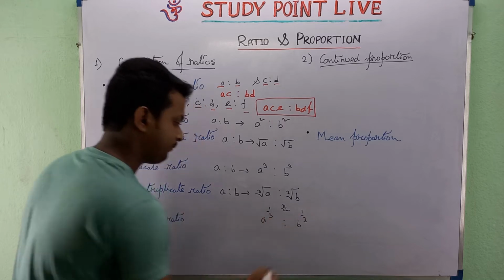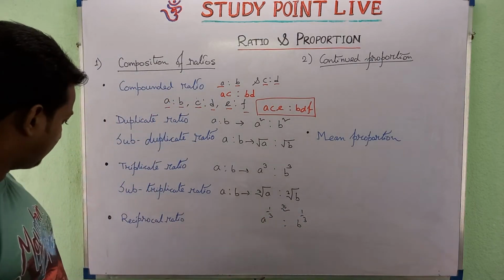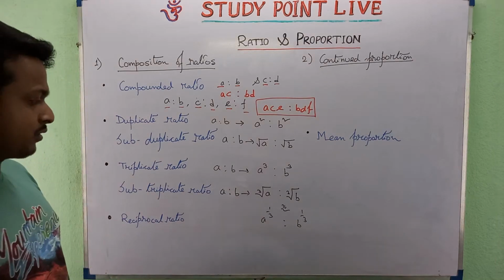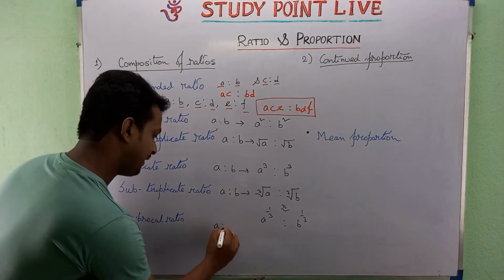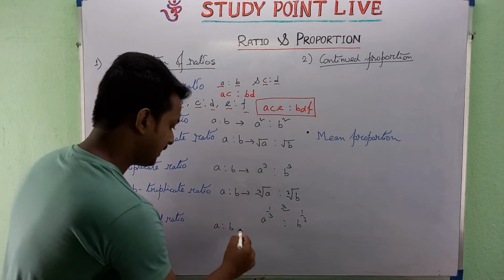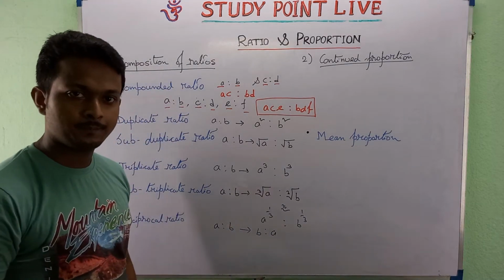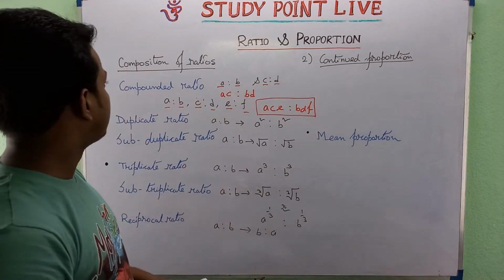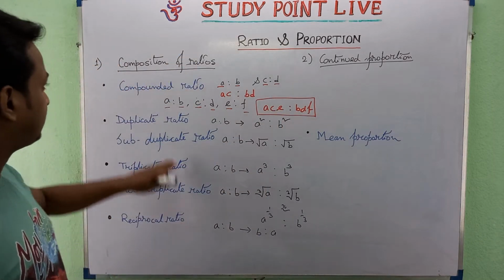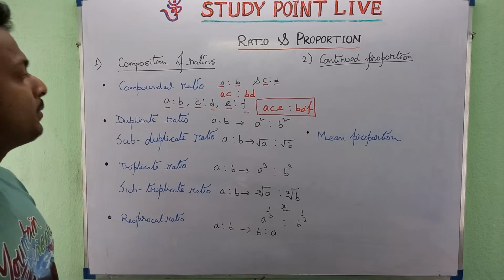Right? Now for the next topic, here it is the reciprocal ratio. So if we want to write the reciprocal ratio of A is to B, after reciprocal it will become B is to A. Just the ratio will be reversed. Okay, got it. Now these are all the topics on the composition of ratios.